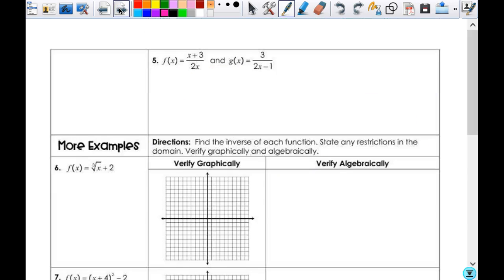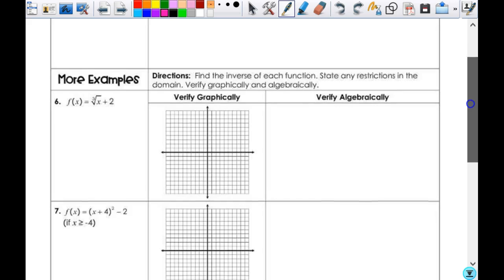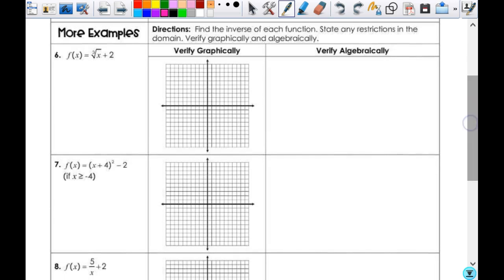And we are going to go to number 6. It says, find the inverse of each function, state any restrictions in the domain, verify graphically and algebraically. So we've got 3 pieces here, which is what I'm going to ask you to do on your quiz tomorrow. Find the inverse, verify graphically, verify algebraically. Okay? So it doesn't say if there's an inverse, find it. It says find the inverse, which means there is one.